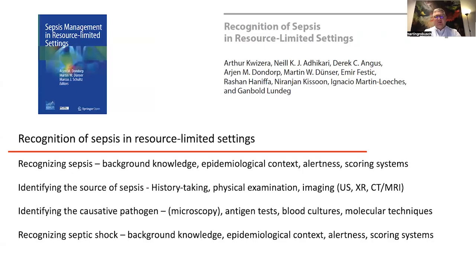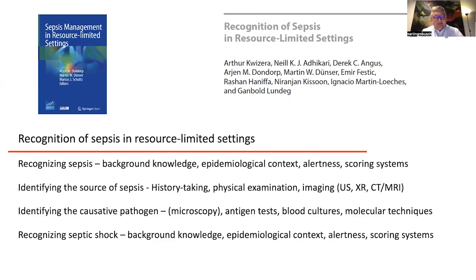Now, focusing on the recognition of sepsis in resource-limited settings, and again referring to this excellent source of reference, I would personally say that we have four topics or four issues to consider. Actually, recognizing sepsis requires mainly background knowledge, epidemiological context, alertness to the problem, and the clever use of certain scoring systems. So the point I want to make here is that even without sophisticated tools, the essence and the core of good sepsis care is to recognize it early, actually.